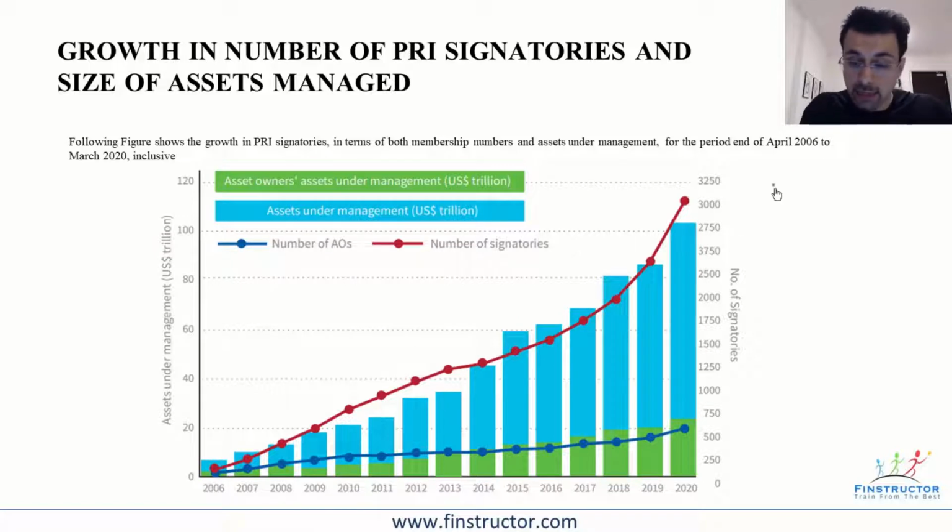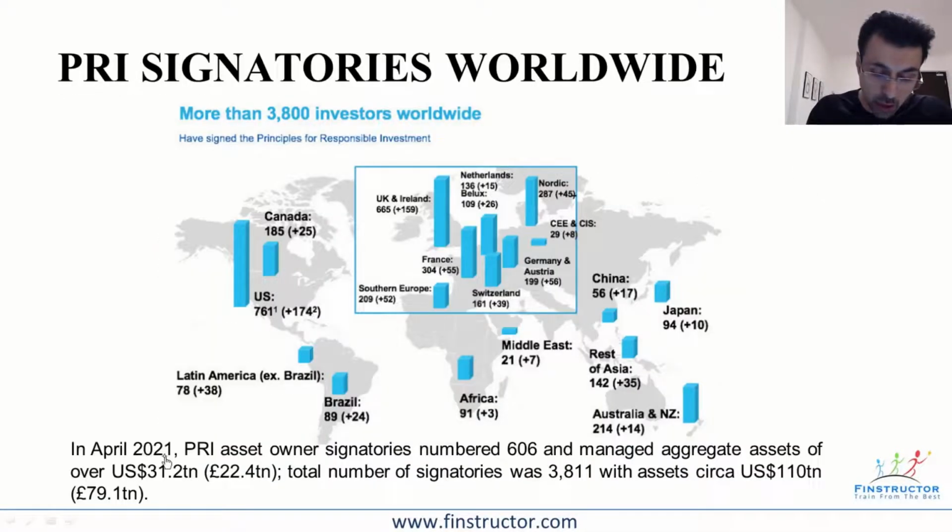And today, as of April 21, PRI asset owner signatories were about 606 in number and manage assets of over 31 trillion US dollars. So there were about 4,000 investors or asset manager institutions across the world that were signatories of the PRI. So it has had a phenomenal growth and is growing continuously, just highlighting how important ESG investing is becoming today.